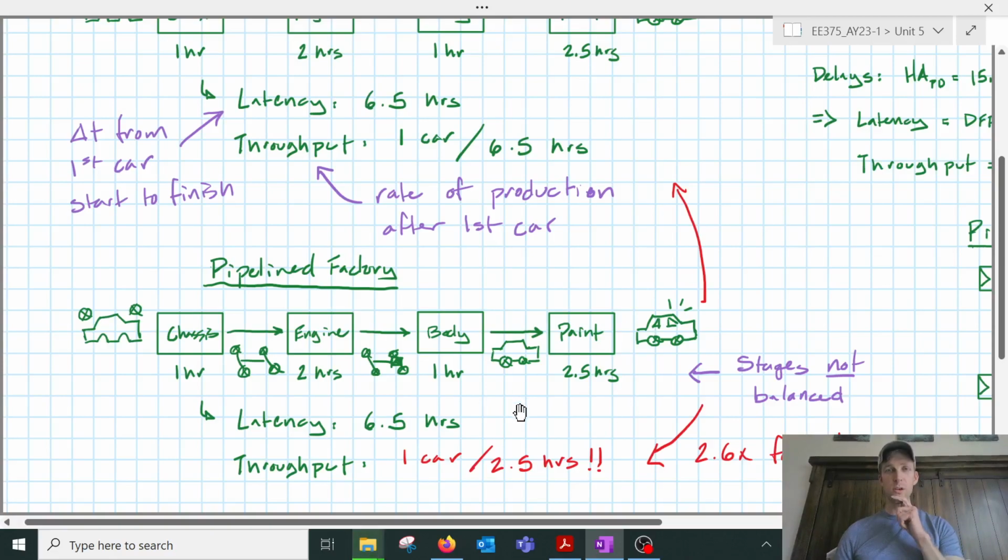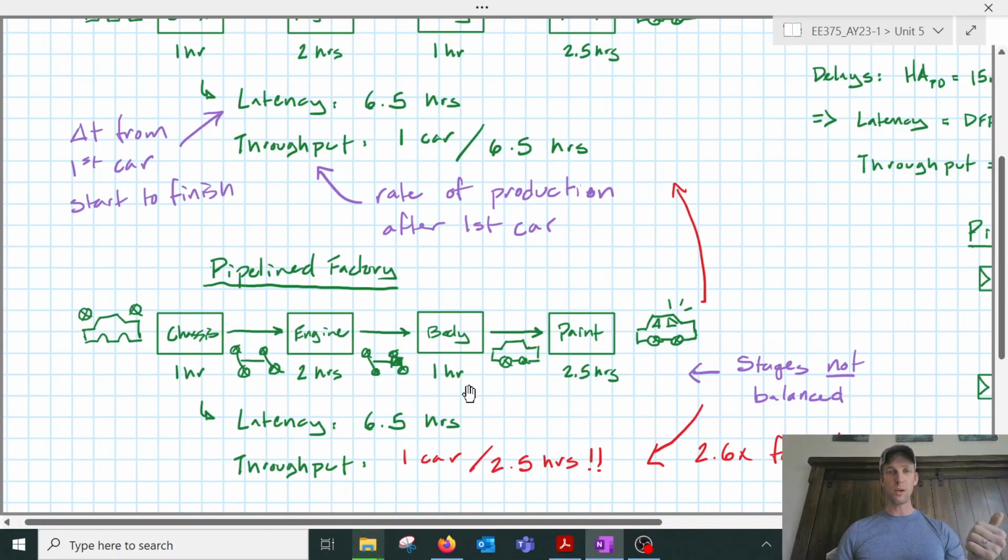Okay. Now theoretically, I want to talk about this note right here. Theoretically, if I separate my process into 4 stages, then I should be able to have a 4 times increase in my production. I don't get that down here, and part of the reason is because we use the term balanced to describe whether or not the stages take the same amount of time or not. In this case, the stages are not balanced, so the performance increase by pipelining my car factory is limited by the fact that I have to make each stage 2.5 hours long to account for this last one, the paint stage that takes 2.5 hours.